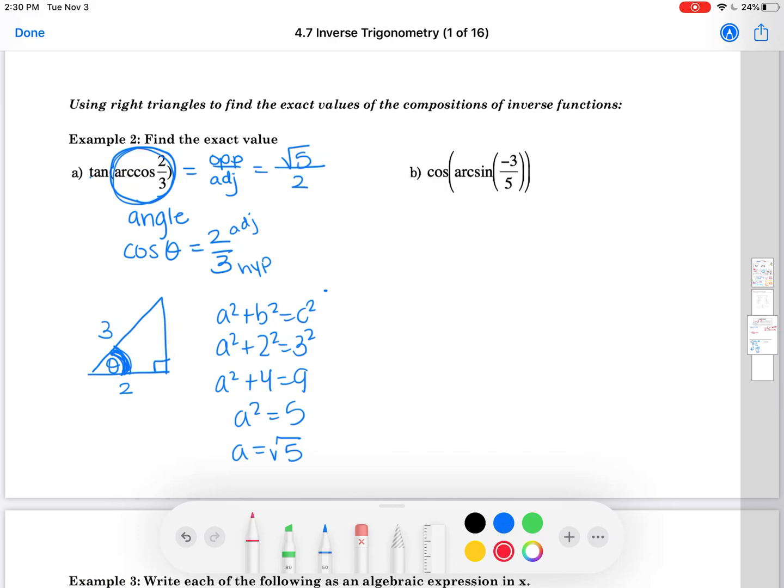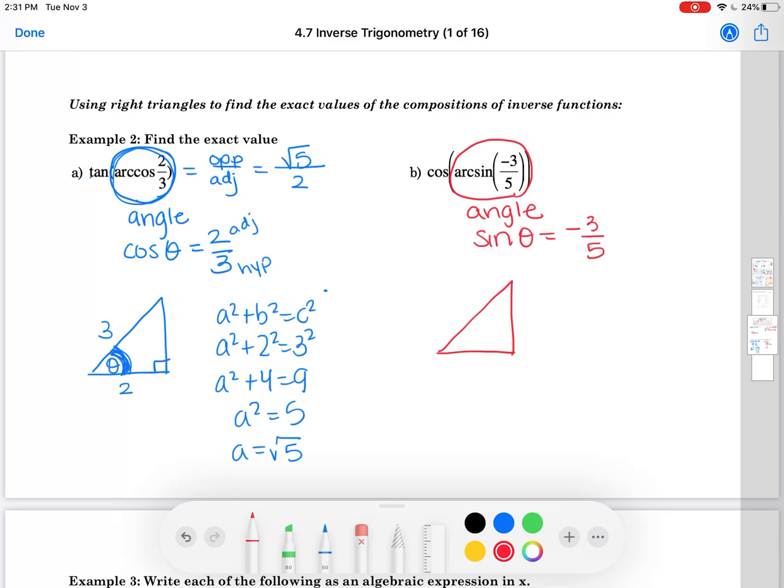Okay. All right, let's try the next one. So we see we have arc sine on the inside there, which means this is really just an angle. This says the sine of some angle is equal to negative 3 over 5. So let's draw a triangle for that.